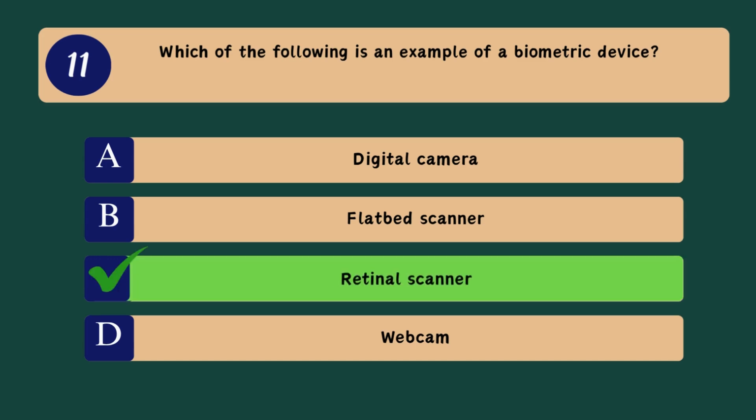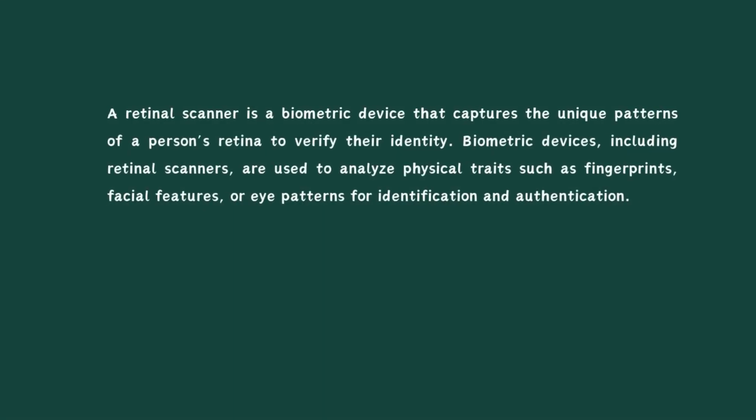Correct answer. C. Retinal scanner. A retinal scanner is a biometric device that captures the unique patterns of a person's retina to verify their identity. Biometric devices, including retinal scanners, are used to analyze physical traits such as fingerprints, facial features, or eye patterns for identification and authentication.